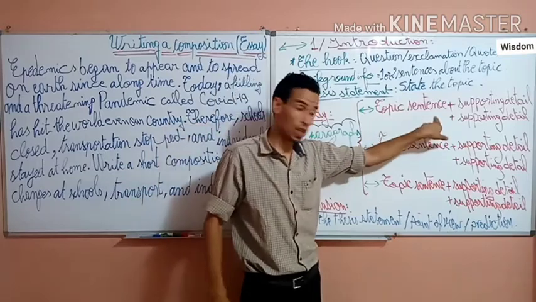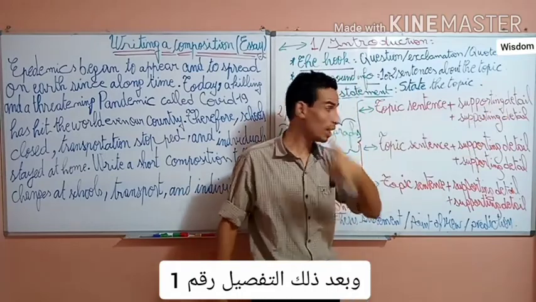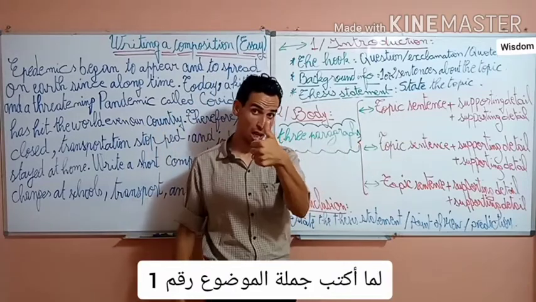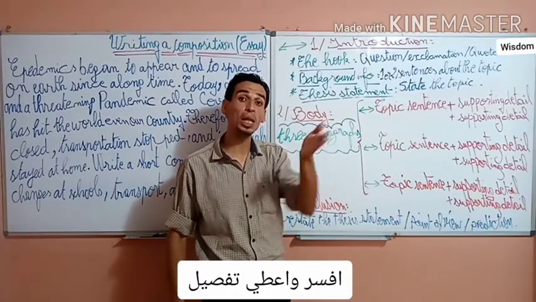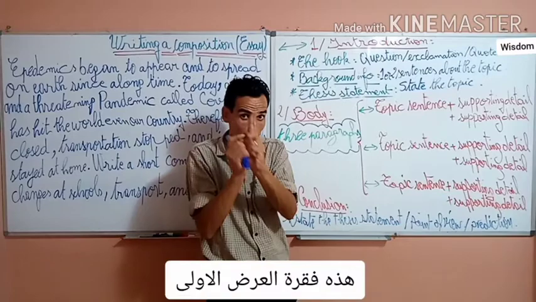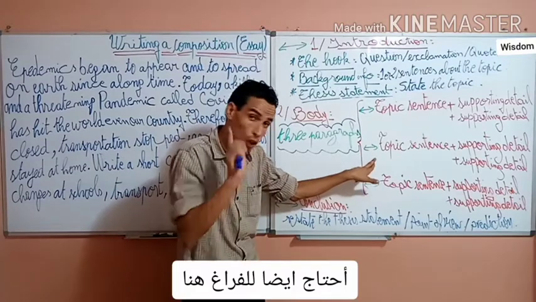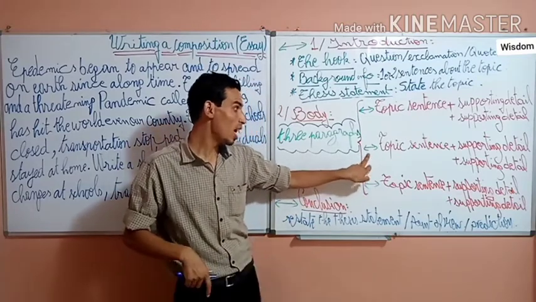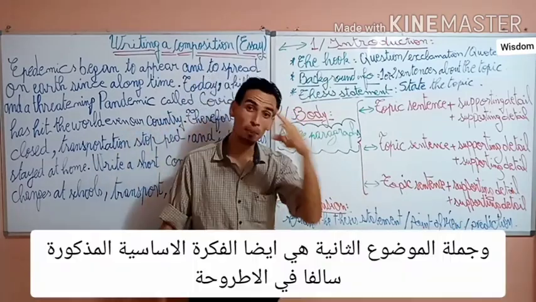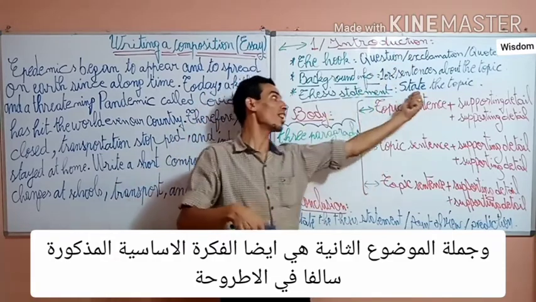Okay? Topic sentence number 1. And then supporting detail number 1, supporting detail number 2. How? When I write topic sentence number 1, I analyze and I give details. How? And I explain. This is body paragraph number 1. Body paragraph number 2. Also, I leave indentation here and I write topic sentence number 2. And this topic sentence is also the main idea mentioned before in the thesis statement.